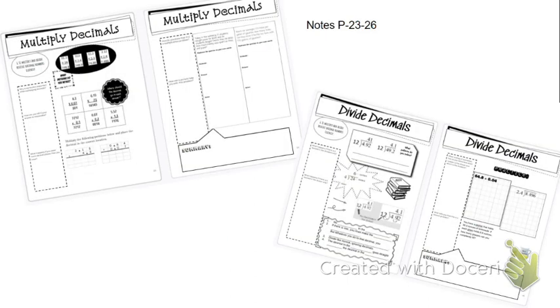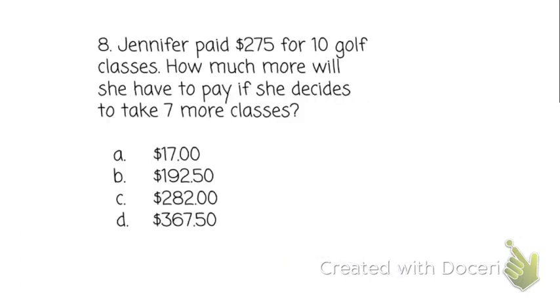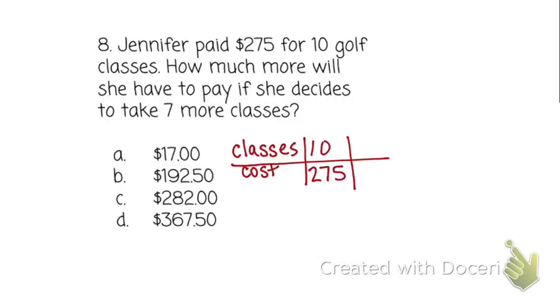All right, your next problem comes from multiplying and dividing decimals. It's pages 23 through 26 in your notes. Okay, it's got both steps. All right, this problem says Jennifer paid $275 for 10 golf classes. How much more will she have to pay if she decides to take 7 more classes? Well, that means we need to know the cost of each class, right? So I set up a ratio table. This is a proportion or a rate. Okay, so 10 classes cost $275. One class, okay, so I need to figure out the cost of one class.